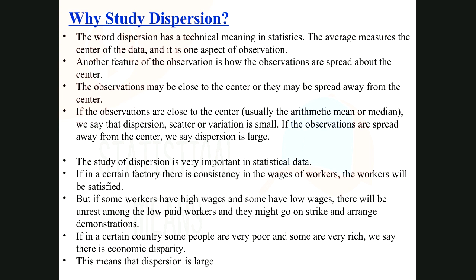If in a certain factory there is a consistency in wages of workers, the workers will be satisfied. But if some workers have high wages and some have low wages, there will be unrest among the low-paid workers, and they might go on strike and arrange demonstrations. If in a certain country some people are very poor and some are very rich, you say there's an economic disparity. This means that dispersion is large.